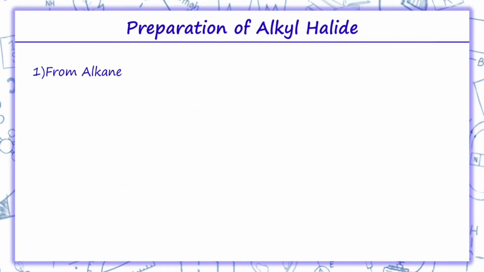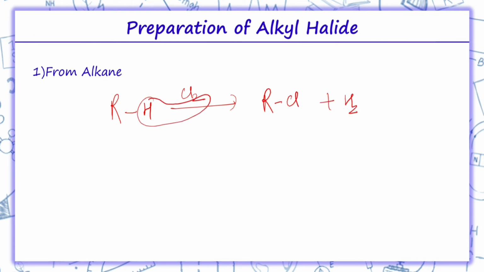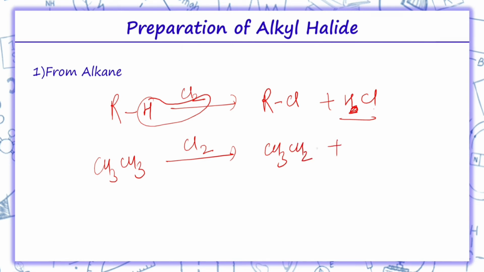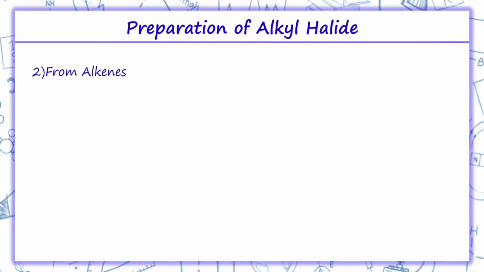The first reaction is from alkanes, like we have any alkane over here. On halogenation, this H and Cl will be removed, thus we will get RCl. So this method gives a mixture of mono, di and trihalides, like we have CH3CH3. On halogenation, it gives CH3CH2Cl plus HCl. This is how alkyl halide can be prepared from alkanes.